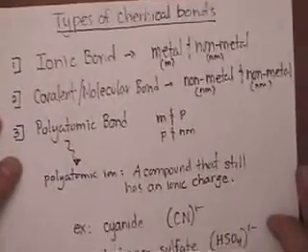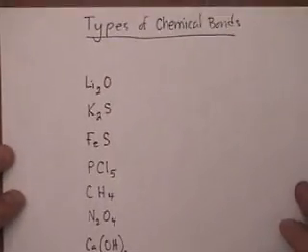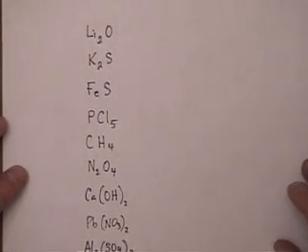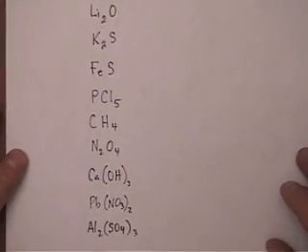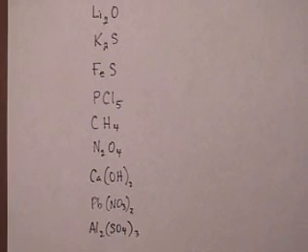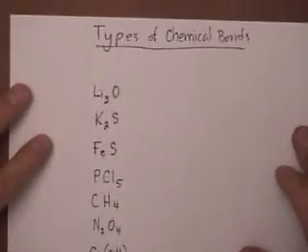Okay, so let's get rid of this and bring down this. This is just a quick little types of bond practice. What you should probably do is push pause and see if you can identify those as ionic, capital I, molecular, capital M, or polyatomic with a P. Okay, so push pause.